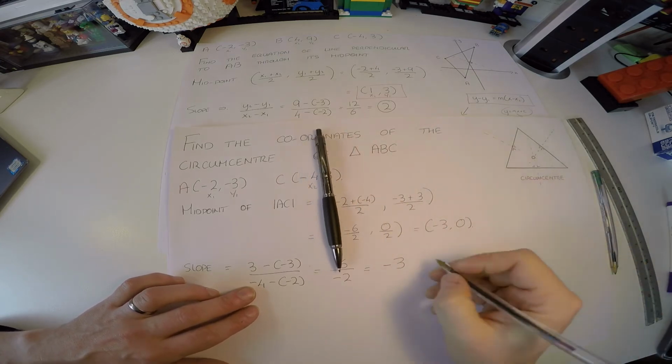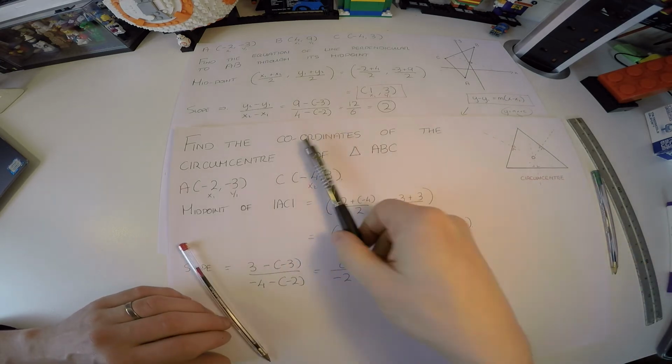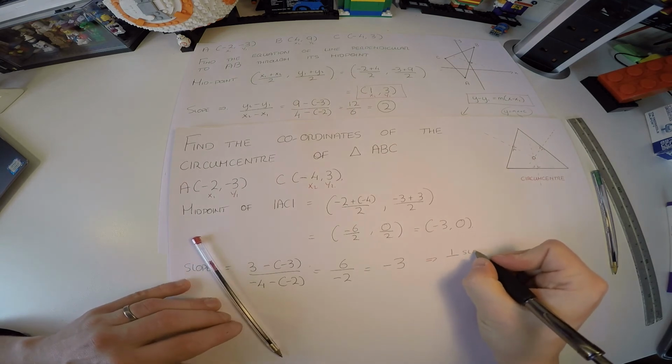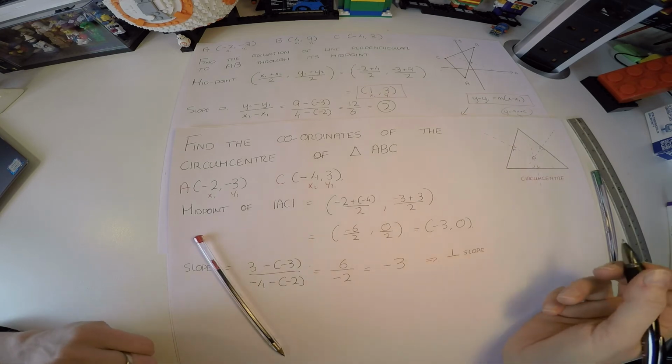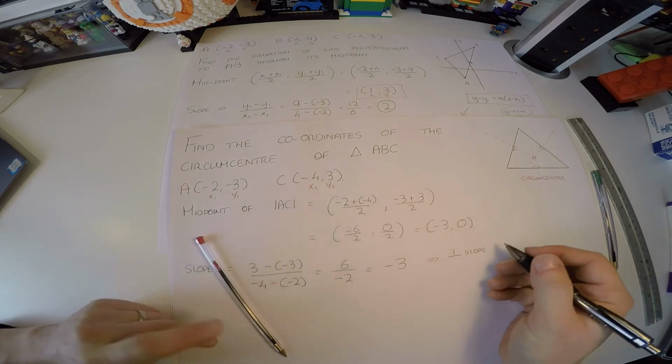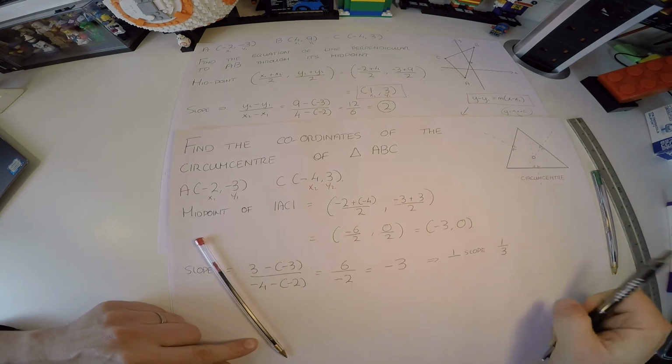And of course that will lead then to our perpendicular slope. So what's our perpendicular slope going to be? Well, we flip minus 3 upside down, we get 1 over minus 3. And we change the sign, the minus is gone. So it ends up being 1 over 3.